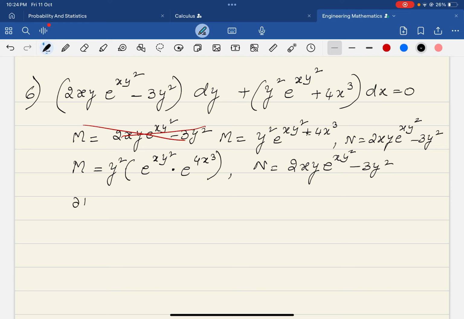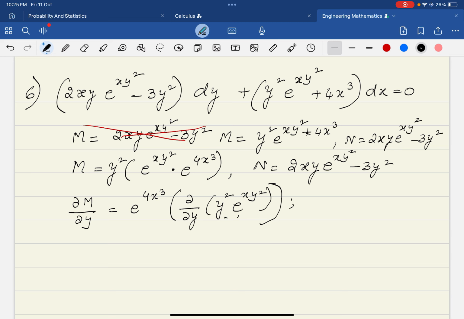Let us find dou m by dou y. Here it is y square into the constant term. First we take out e raised to 4x cube times dou by dou y of y square e raised to xy square. In the previous problems there were no two such terms. Here we have two terms which consist of y, therefore we have to do the differentiation a little carefully.